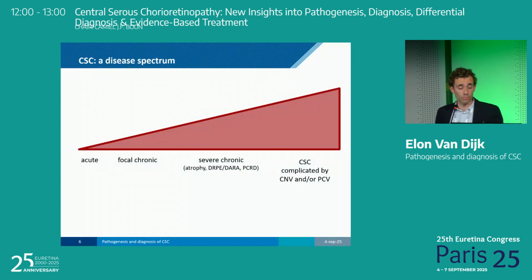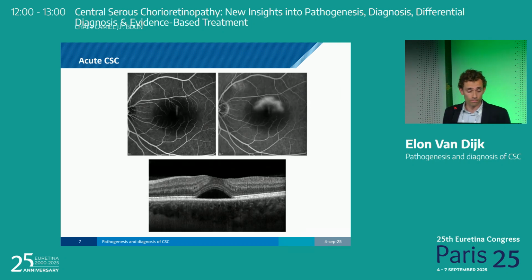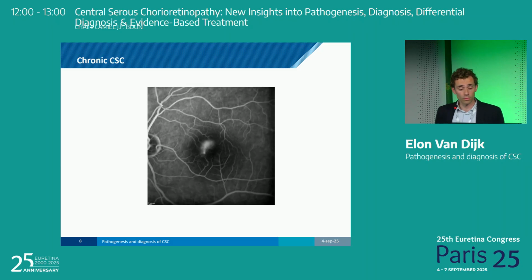CSC is part of a disease spectrum. So you have acute CSC, chronic CSC, severe chronic CSC, and CSC can also be complicated by either a macular neovascularization or polypoidal choroidal vasculopathy. An acute CSC typically has a smokestack of leakage on the FA, like here. This is the early phase FA and this is the later phase. Usually the subretinal fluid in these types of patients resolves spontaneously within 3 to 6 months. So in these patients in general, you can just wait and see, with no treatment needed in the first instance.